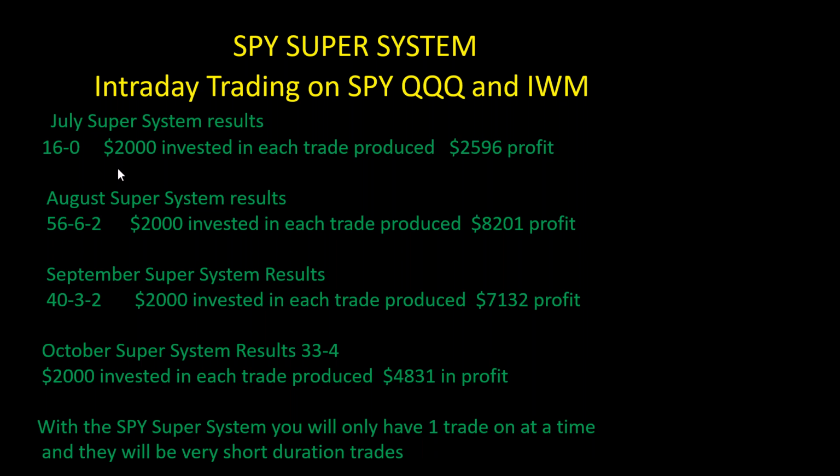All right, so this was July, 16 and 0. Again, 2,000 invested in each trade. 25.96 when we started this. August, see how many trades? 56 wins, 6 losses, and 2 scratches. Remember, we didn't have a lot of trades in the room in August. But look at how many SPY super system trades we had. That produced 8,200. September, 43 and 2, 40 wins, 3 losses, 2 scratches, 71.32. October, 33 and 4, 4,800, dropped down a little bit.